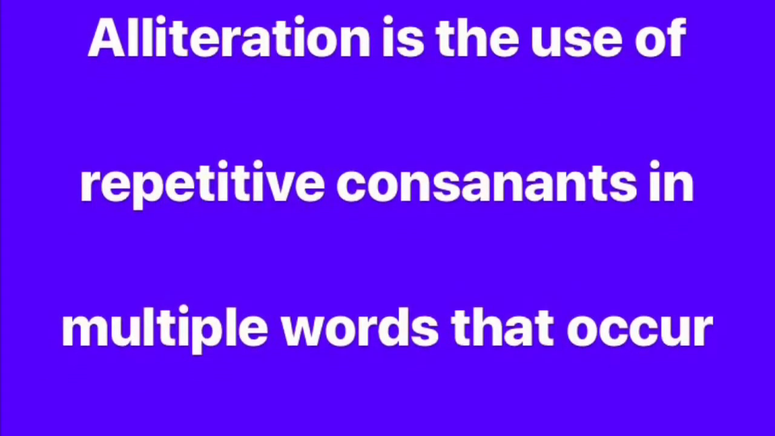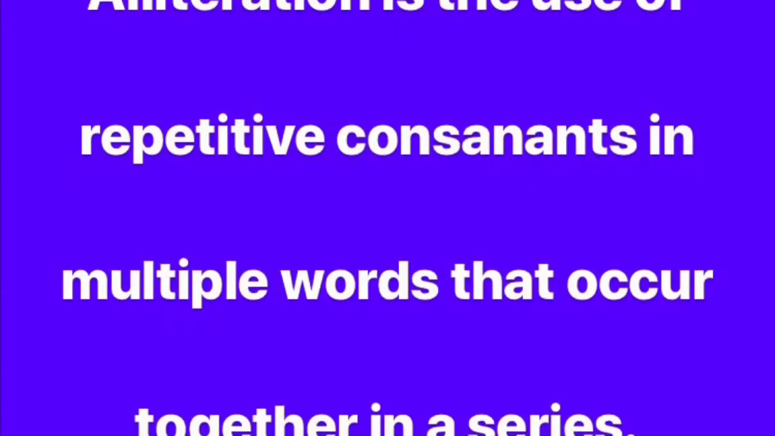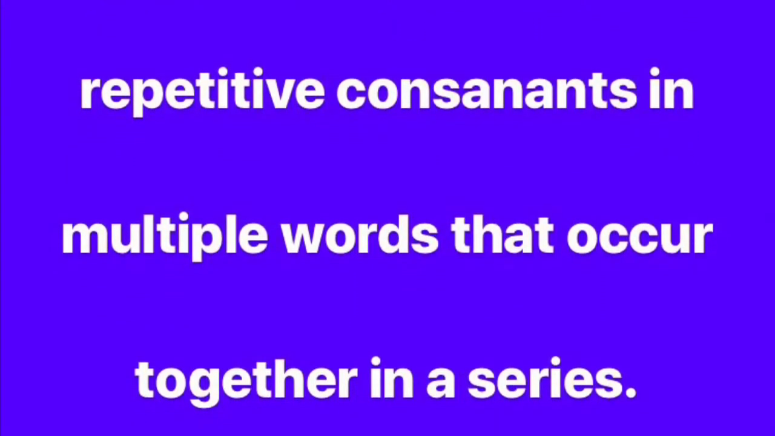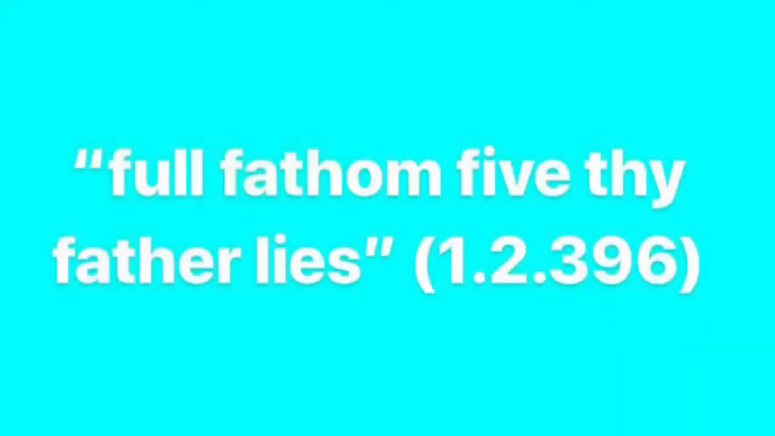Shakespeare also uses alliteration in the story. Alliteration is the use of repetitive consonants in multiple words that occur together in a series. They're used by writers for emphasis and to create the mood of a story. One example used is, "Full fathom five thy father lies." The F that is repeated symbolizes the flow of the sea. Ariel states this to emphasize to Ferdinand that Alonso is dead and to create a gloomy environment.